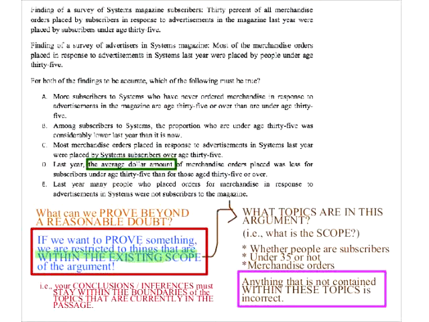Some of you picked this. This is incorrect because the passage never even talks about money. And also, by the way, the scope is also just about last year.